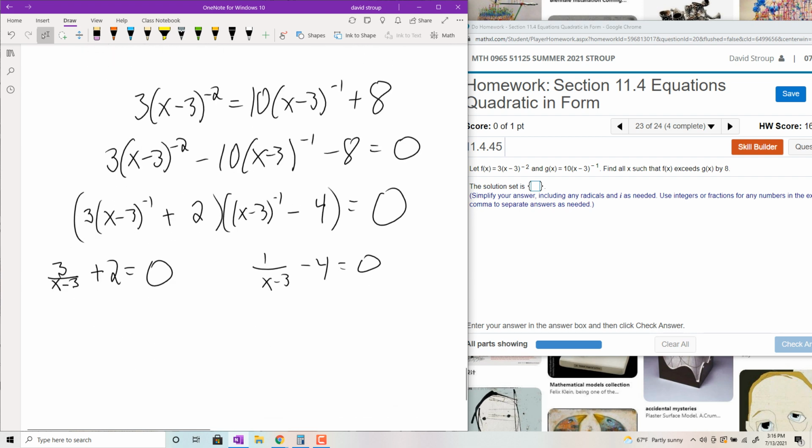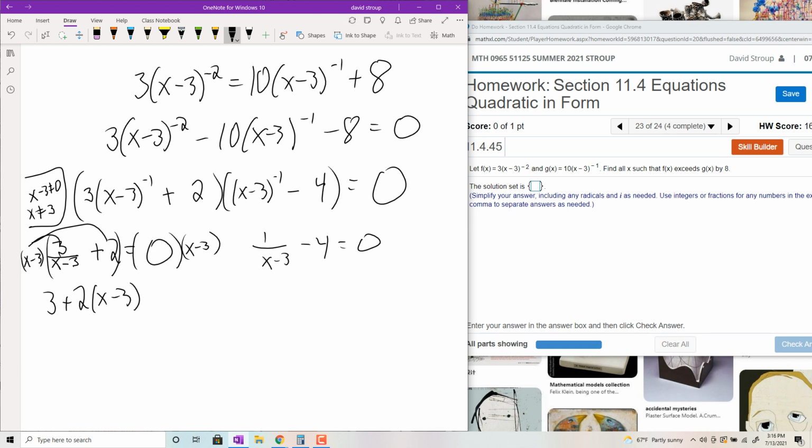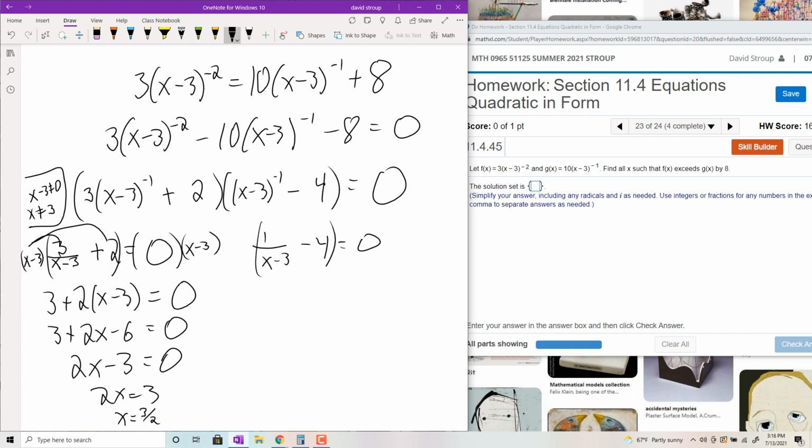These are rational equations, so state the restriction. X minus 3 cannot equal 0. In other words, x cannot be 3 for our answers. Then we multiply everything by x minus 3. That's the LCD. So I'll get 3 plus 2 times x minus 3 equals 0. So 3 plus 2x minus 6 is 0. 2x minus 3 is 0. And then 2x would be 3, and x would be 3 halves, which is not equal to 3, so that one's good.